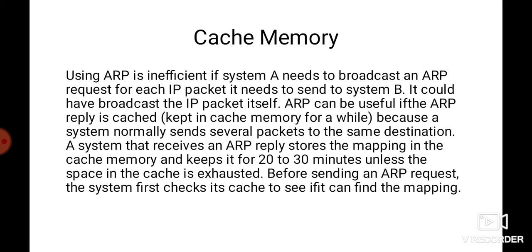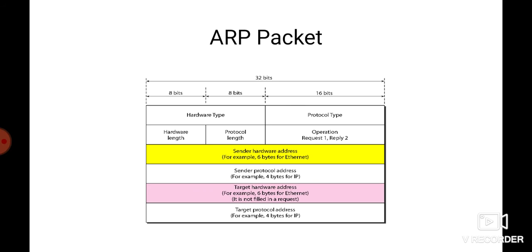We can keep it for 20 to 30 minutes, unless the space in the cache is exhausted. Before sending an ARP request, the system first checks its cache to see if it can find the mapping. So if next time any station wants the physical address of B, it can be directly obtained from the cache memory. There is no need to send the request to all the hosts and then wait for the reply. Okay, so this concept we can use.